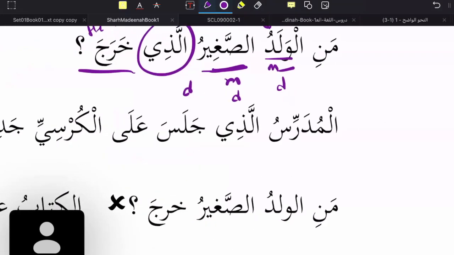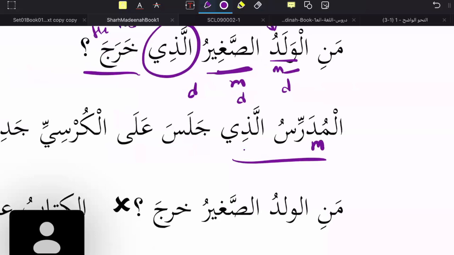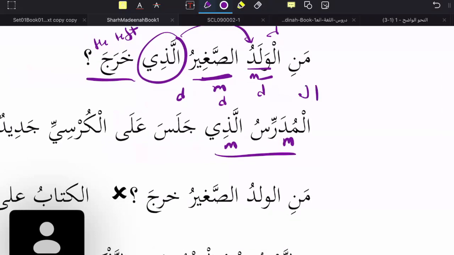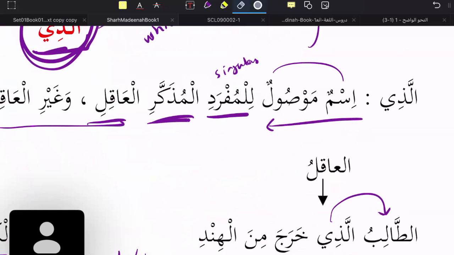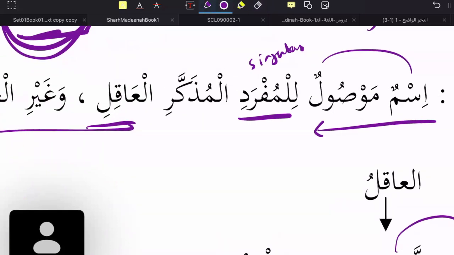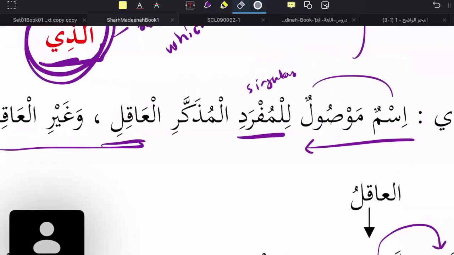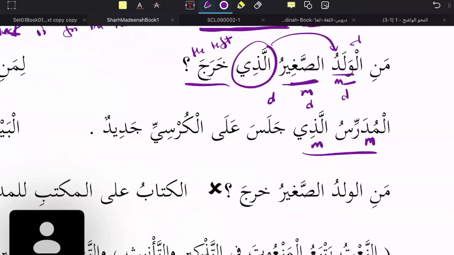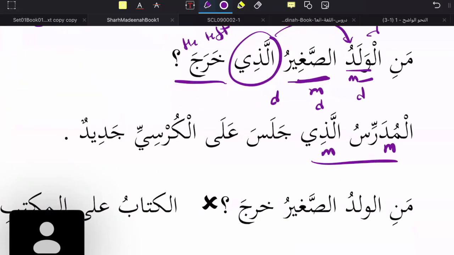So for example, another one, al-mudarrisu alladhi. Mudarris is masculine, alladhi is masculine. You cannot say al-bint here. You cannot say al-bintul ladhi. It's not going to work. Why? Because here it is for mudhakkar. We have to use alladhi for mudhakkar. Inshallah, we'll learn how to say it for muannath; mudhakkar means masculine.